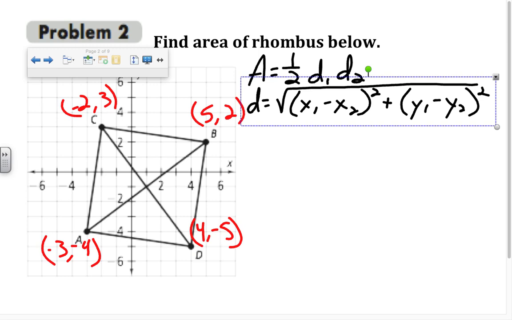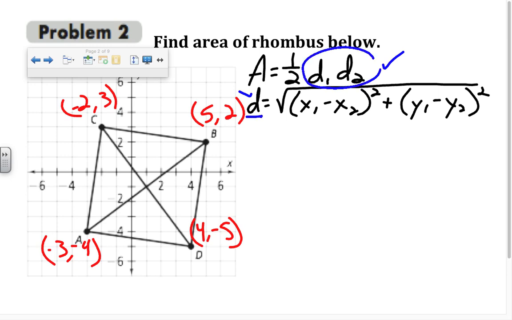And be mindful not to mix up your D's. The D in this formula is for area, and the D's represent the diagonals of the rhombus. The D in this formula means distance. Two totally different things, but we're using this D in order to find these D's.